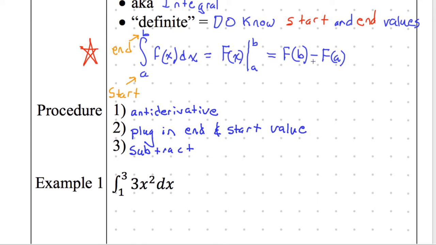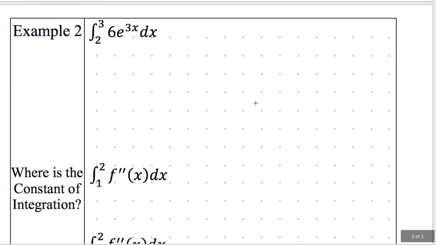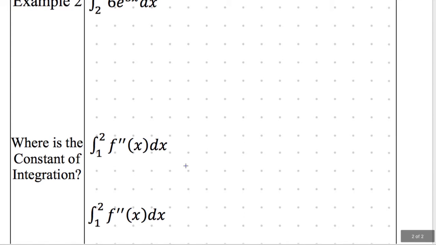And you will get hopefully a number out of this. If they gave you a number, maybe it'll be kept general like this. It depends on the problem. So let's see an example. We have example 1 on the front, 2 on the back, and then talking about why the constant of integration disappears.